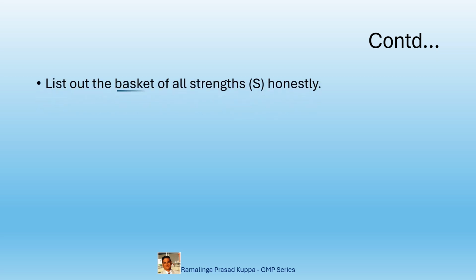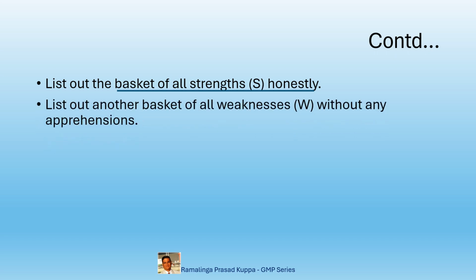List out the basket of all strengths. Yes, honestly. By now, you have a list of strengths and weaknesses. List of strengths may be smaller compared with weaknesses. List out another basket of all weaknesses, W, without any apprehensions. Do not feel shy or feel inferior to accept the weakness. The entire exercise is to convert all weaknesses into strengths.